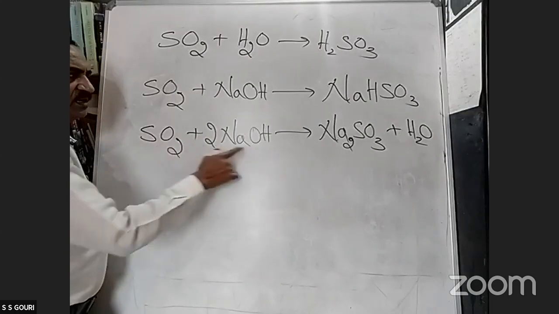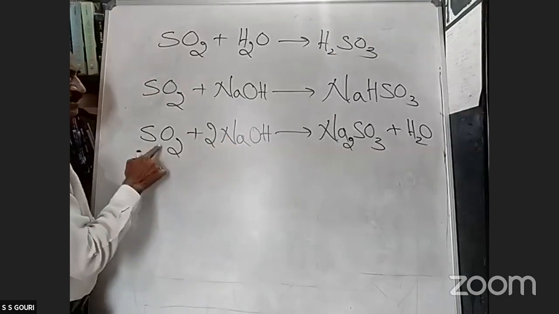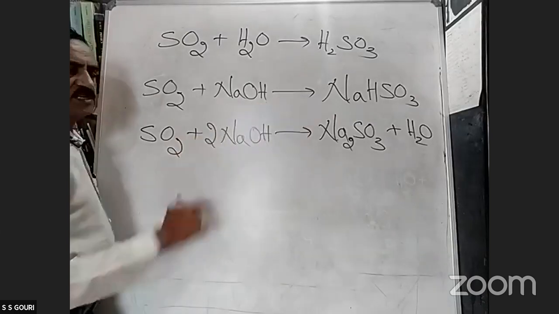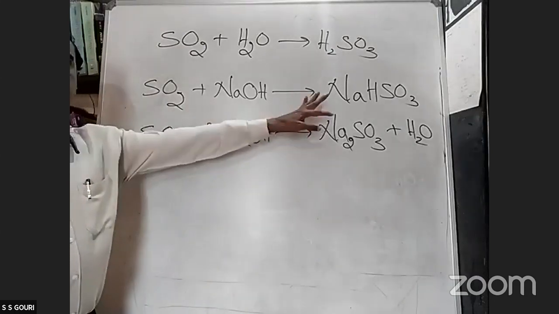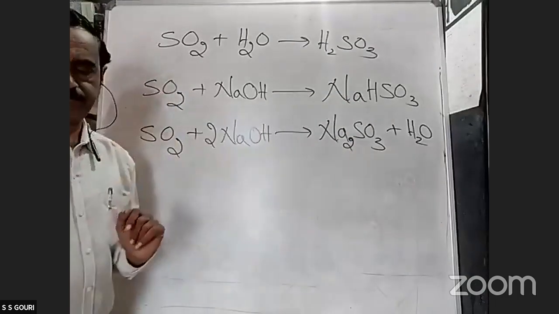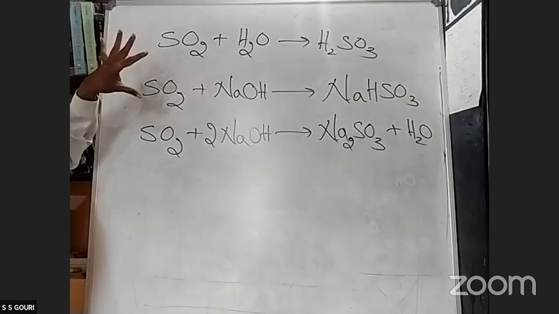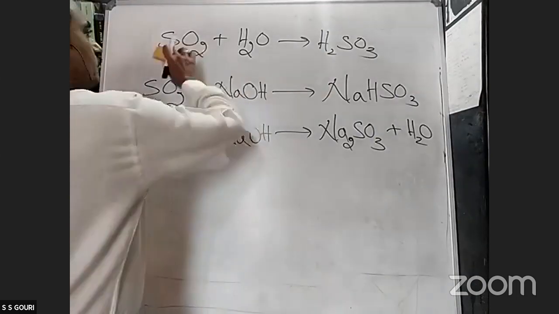SO2 has two oxygens; you take one oxygen and combine it with this to make SO3. What remains? 2 hydrogens and 1 oxygen, which is H2O. So SO2 is neutralized by NaOH to form sodium bisulfite and sodium sulfite. Okay? It shows that SO2 is acidic in nature. Sulfur dioxide is acidic in nature. Write these down.